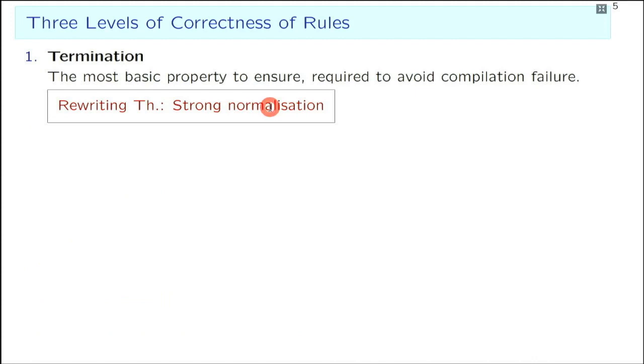But actually, there are several levels of correctness of rules. First, I'll show you three levels of correctness. The first is about termination. This is the most basic property to ensure, to avoid compilation failure. In rewriting theory, this is formalized as strong normalization of rewrite rules, which means that any computation rewriting paths are finite.